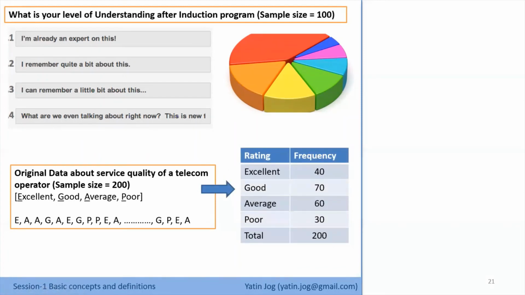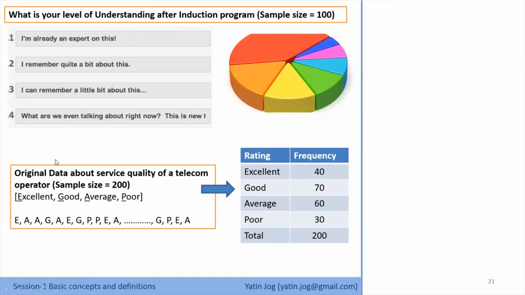Frequency distribution table. What is the meaning of frequency? Frequency means number of repetitions. So excellent is repeated 40 times, meaning excellent is present 40 times. Good is present 70 times, average 60 times, and poor 30 times. The total is 200. So this becomes my frequency distribution table. If this frequency distribution table is available with me, I can again draw a bar chart or a pie chart to show it graphically.